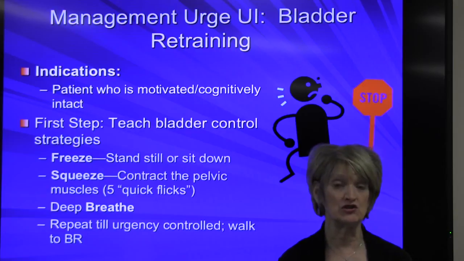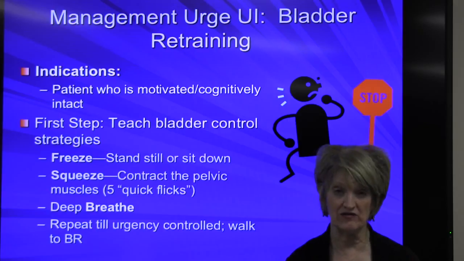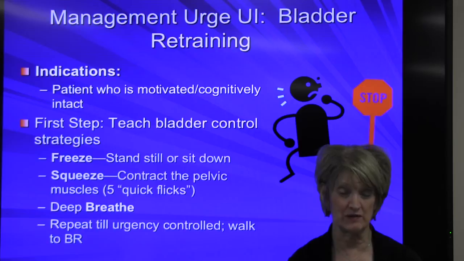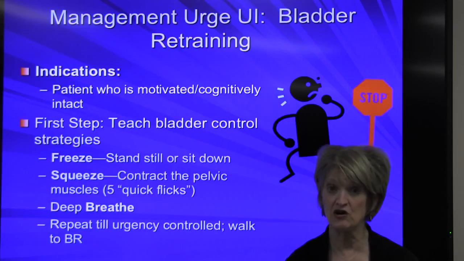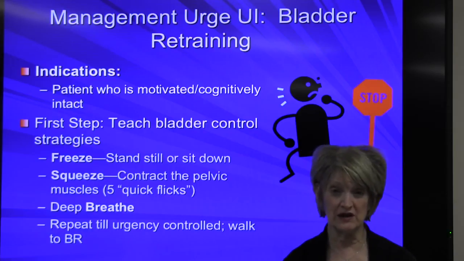The third thing I want you to do is deep breathe. Deep breathing has a calming effect on physiologic functions of the body. So we know deep breathing can reduce heart rate, reduce blood pressure. It can also interrupt a bladder contraction. So stand still or sit down, 5 quick flicks, and then focus on deep breathing. Then use the quick flicks and the deep breathing alternately until that intense urgency goes away.